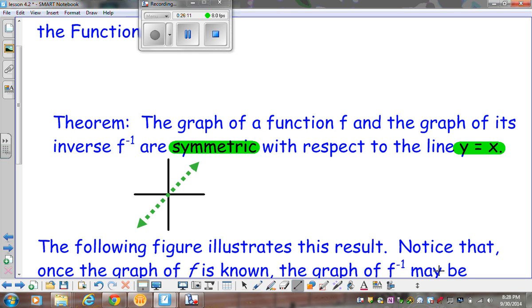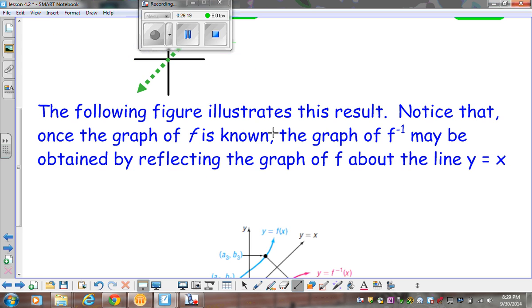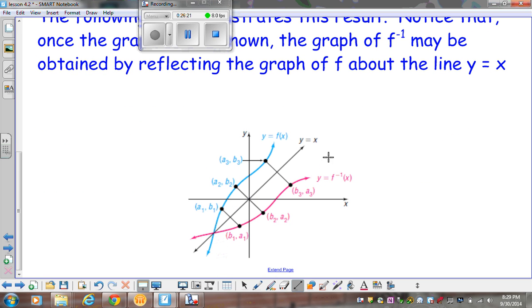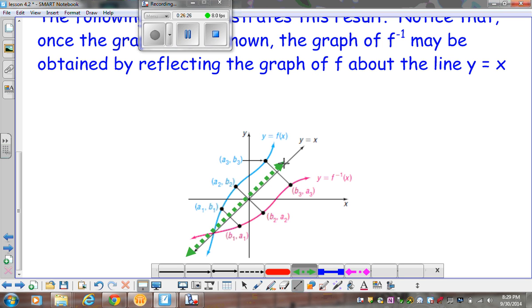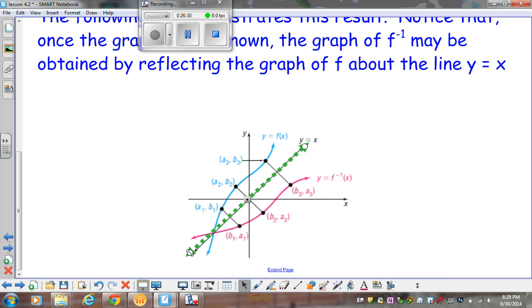That's how we're looking to see if a graph is the inverse. The original is reflected over here. The following figure illustrates this result. If you see right here, it kind of looks like a little DNA strand, but this is my line, y equals x. So I'm looking to see if my original function is symmetric over that particular line.